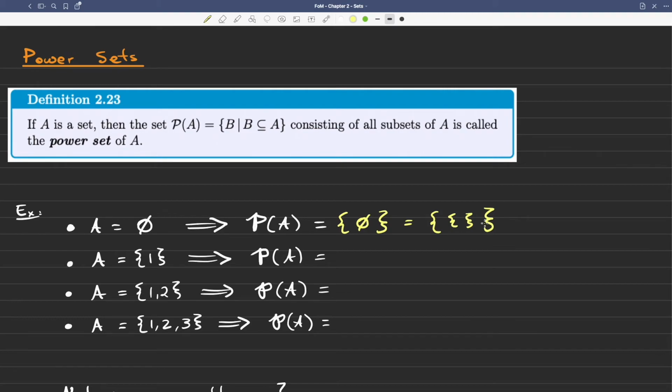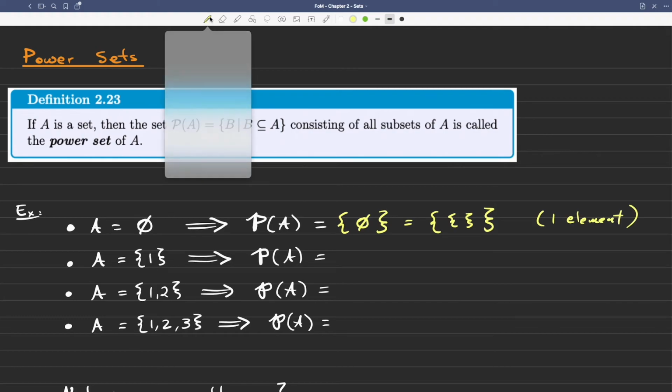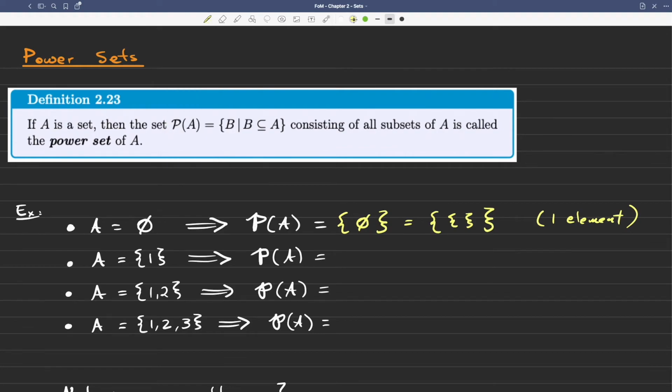So just a little word of warning, this is not equal to the empty set. Okay, so I just want to point out this set has one element. Okay, how about the next one? If a set just contains the element 1, then what's its power set? Well, one set that's a subset of every set is the empty set. So anytime we're looking at the power set, we always get the empty set in there.